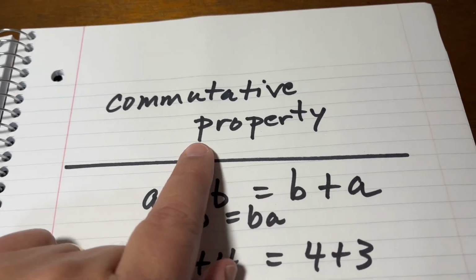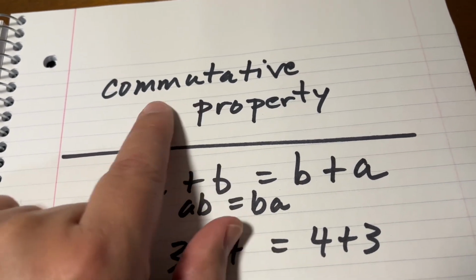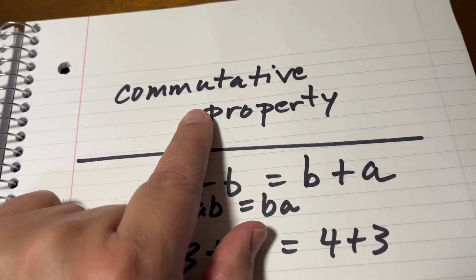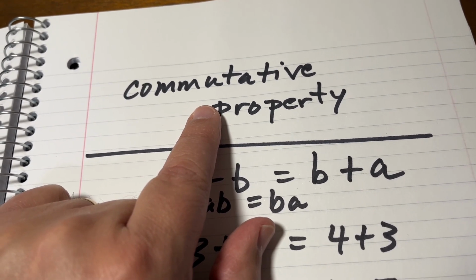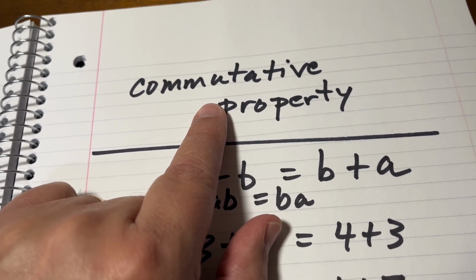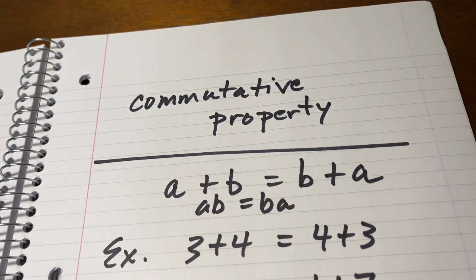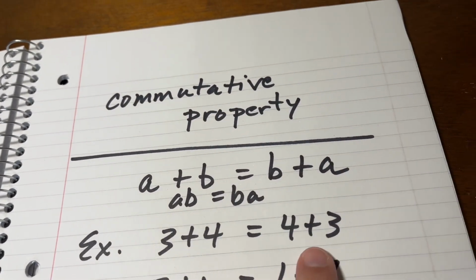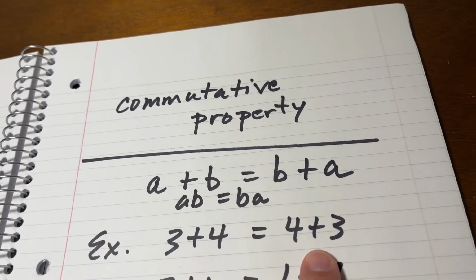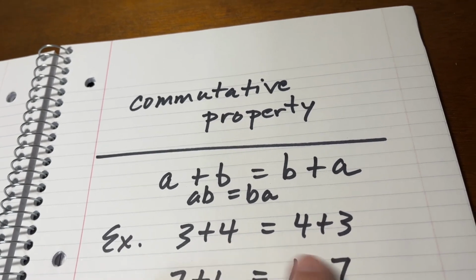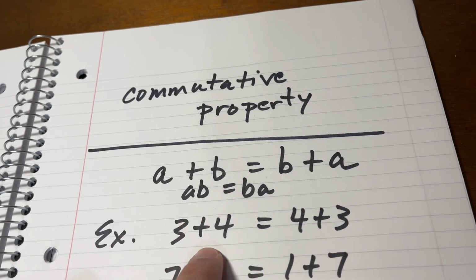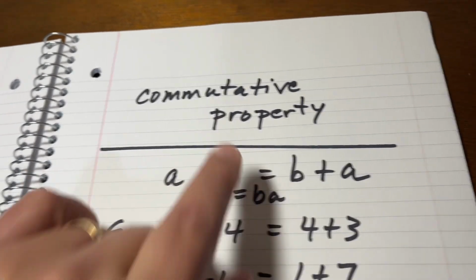So the commutative property, the root word is commute. If you commute to work, you're changing locations. That means that you live in one place, but then you're having to drive to go to another place to work. So somebody that commutes to work is changing locations. So that's a good way to remember this. The numbers are changing locations. I know it's a stretch, but maybe it'll help you remember. So commute means that something's changing locations, like somebody that commutes to work. So the order is involved in the commutative property.